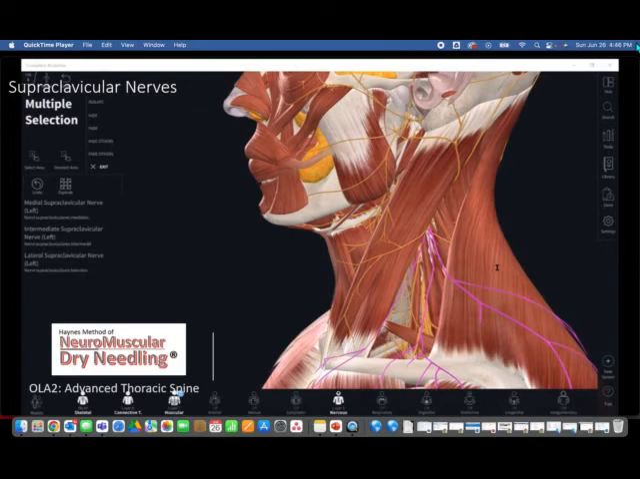Dry needling position will be seated. We can do either bidirectional or unidirectional rotation for needle manipulation, and electrical stimulation up to 20 minutes with a burst frequency of 2 to 3 up to 100 hertz.